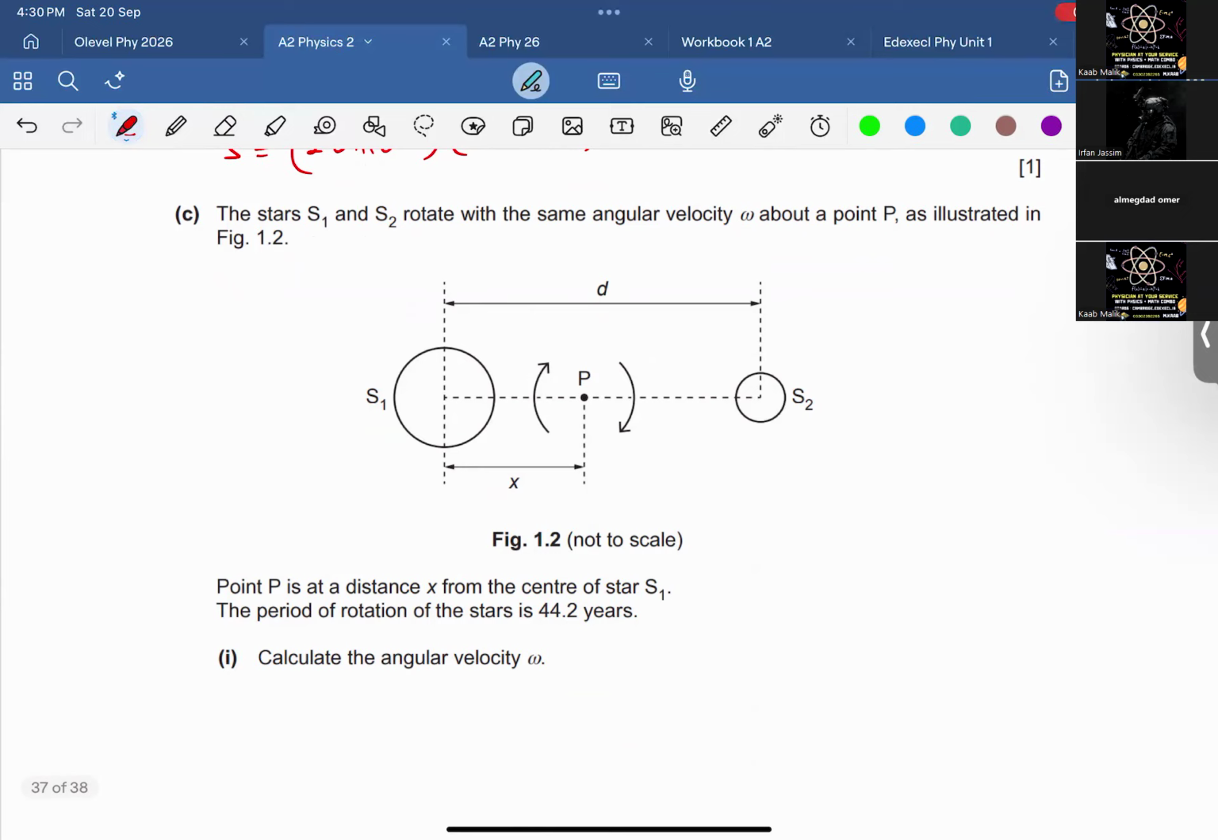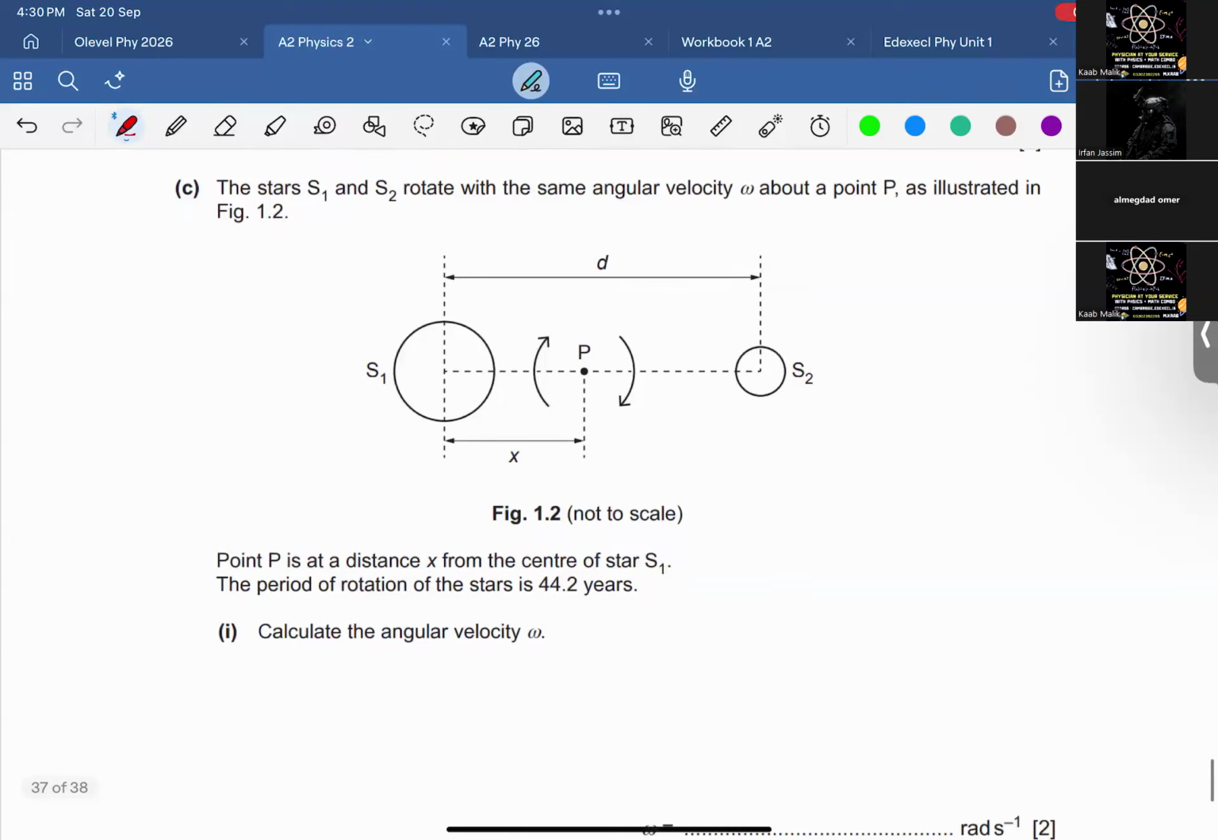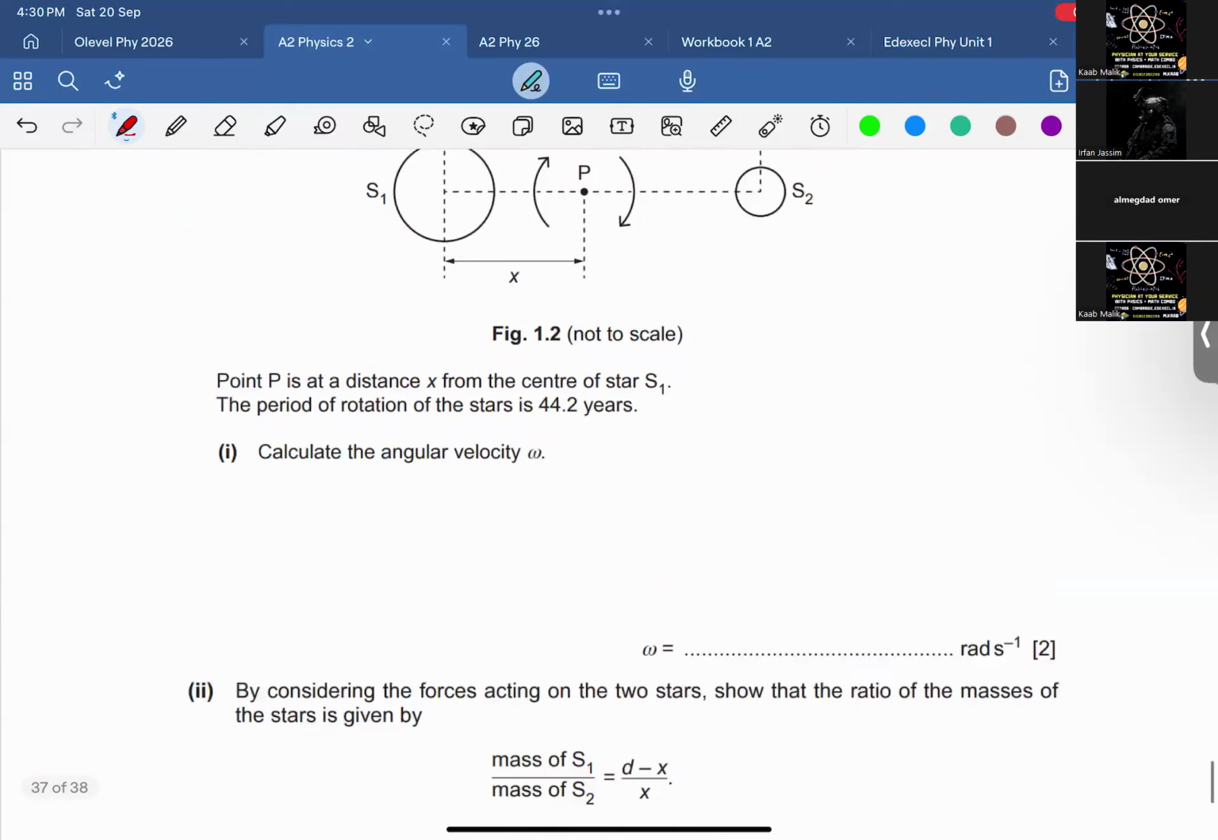The stars S1 and S2 rotate with the same angular velocity omega about a point P, as illustrated in figure 1.2. Point P is at a distance x from the center of the star S1. The period of rotation of the star is 44.2 years. Calculate the angular velocity. So omega equals 2 pi over T, and T is 44.2 years, so just convert the years into seconds: 44.2 times 365 times 24 times 60 times 60.